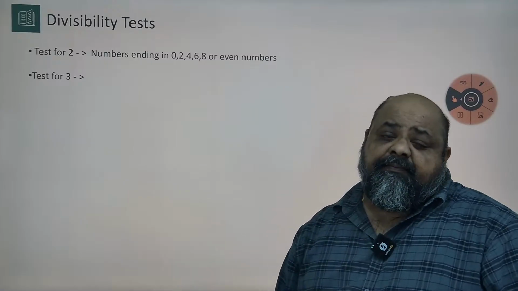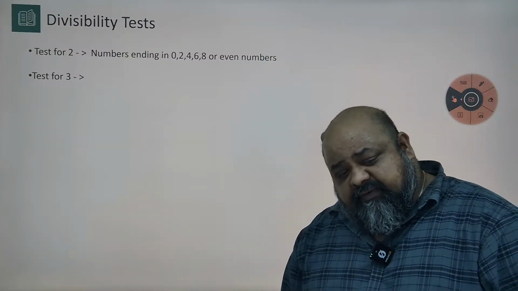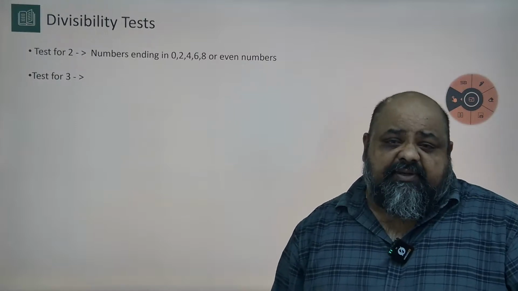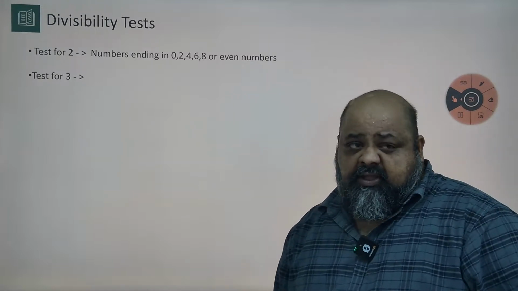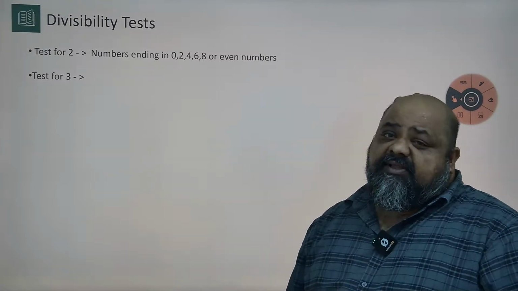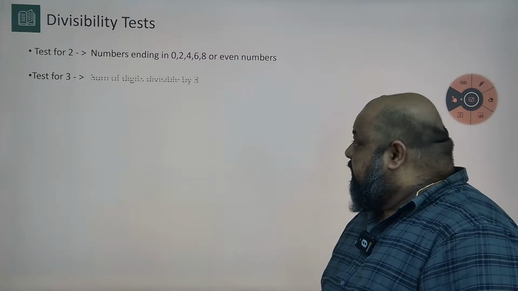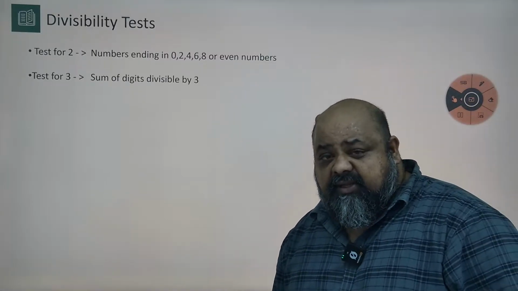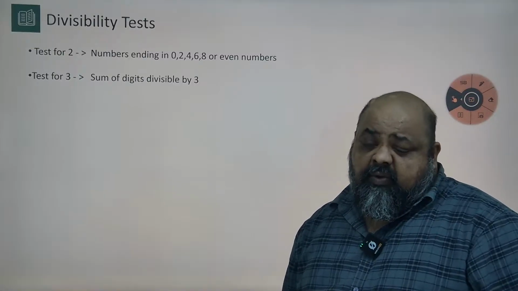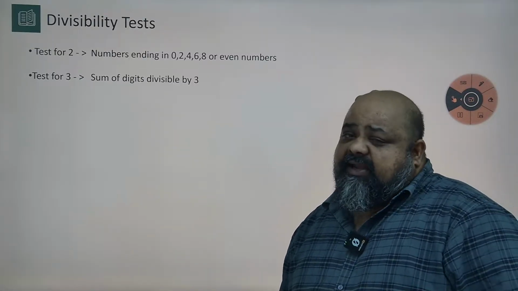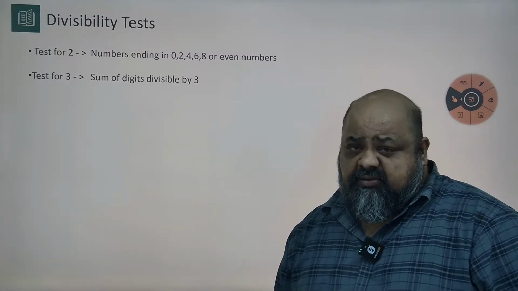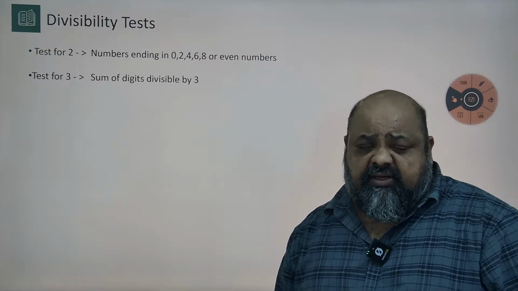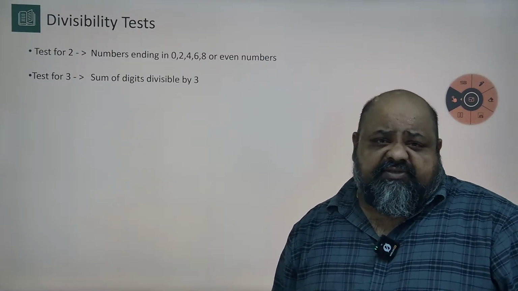Divisibility test for 3: we find the sum of digits of the number. If the sum of digits is divisible by 3, the number is divisible by 3. If the sum of digits is not divisible by 3, the number is not divisible by 3. What happens if the number is not divisible by 3? There will be a remainder. And what could be the remainders? Suppose 58 divided by 3: 8 plus 5 is 13, and 13 is not divisible by 3.